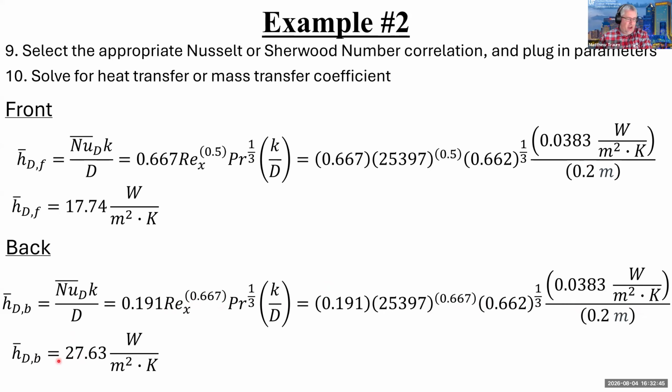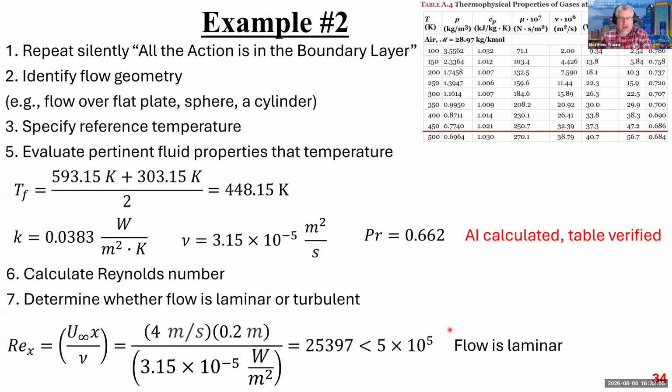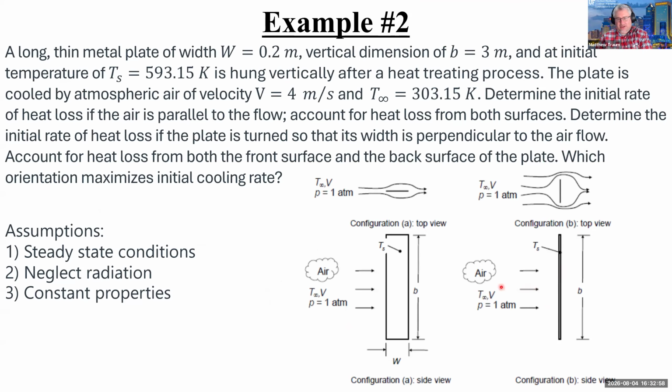And this was actually surprising to me. I had to check this. The back of the plate ends up having a higher forced convection heat transfer coefficient than the front of the plate, right? That seems very weird to me, because the fluid actually has to wrap around the back in order to get there, in order to take heat off the back.